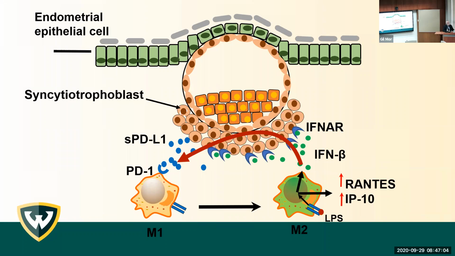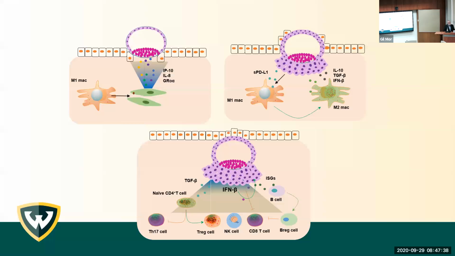And these M2 macrophages will start secreting factors that will further help the migration and invasion of the trophoblast, but also will initiate the process of tissue repair and the cleanup as the trophoblast invades. In addition, we won't have time this time, but these M2 macrophages will continue producing a very important factor, interferon beta, which hopefully we will discuss on Wednesday, tomorrow, but it's an area where we are still learning a lot.